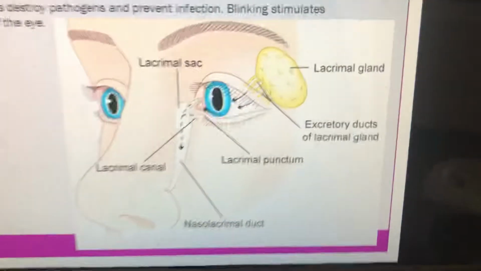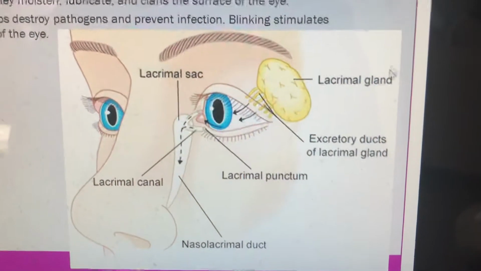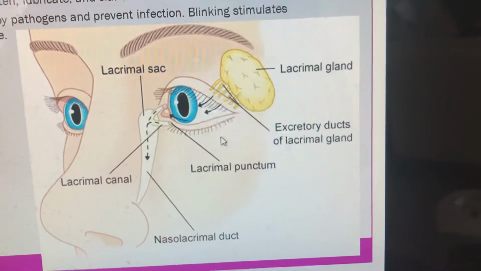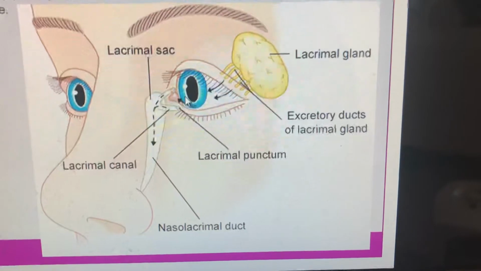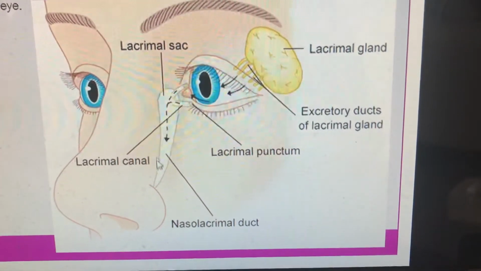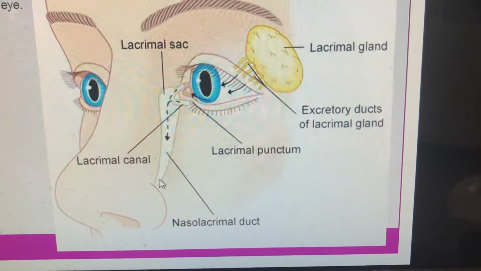So let's take a look. As you can see here, here's your lacrimal gland. When you have your tear, it's going to come down through the sac, out through the canal, and into the nasolacrimal duct.